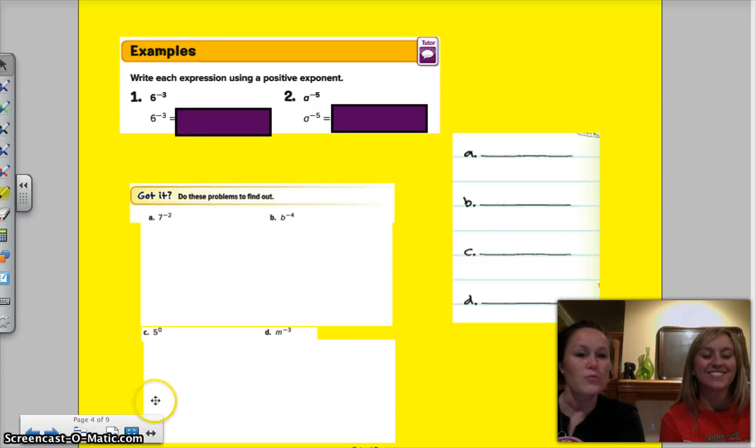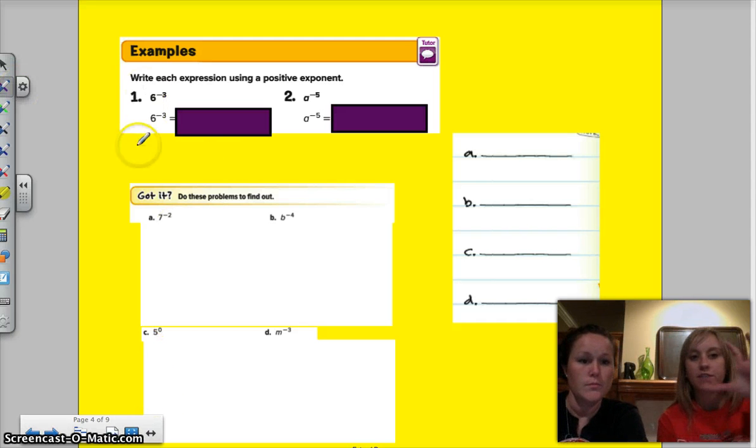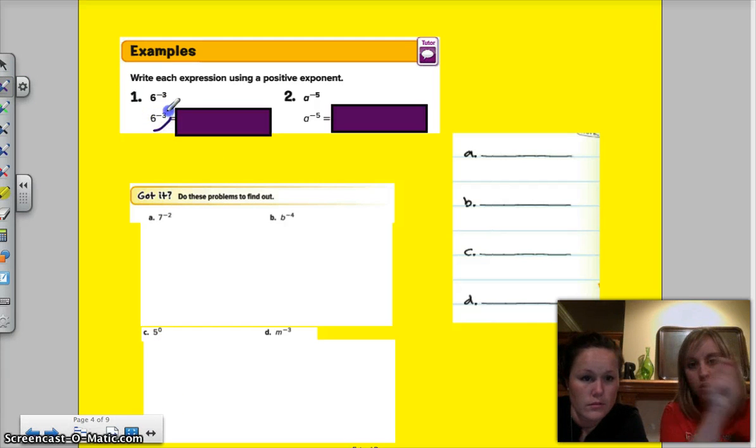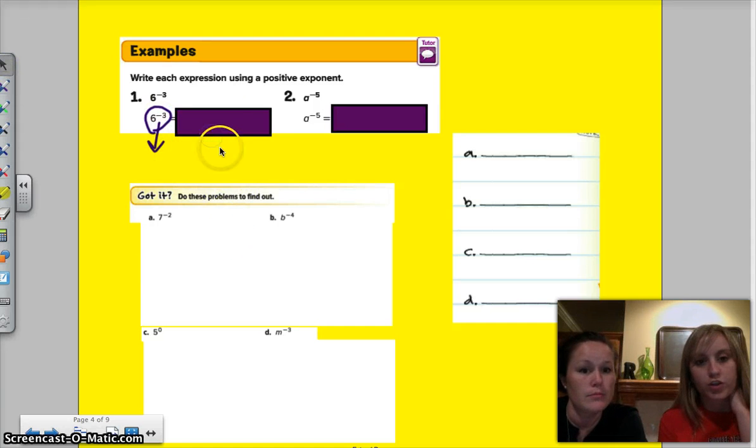Okay, write each expression using a positive exponent. So, okay, so I see 6 to the negative 3. So that means that I'm going to circle all of 6 to the negative 3. 6 is my base, negative 3 is my exponent, so circle that. So move it to the bottom, and 1 is going to go on top. 1 is your numerator. Awesome. There you go.